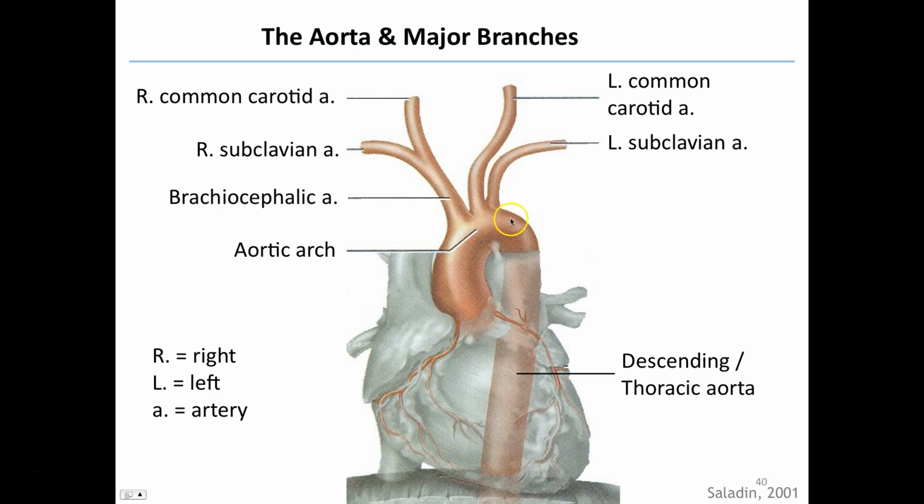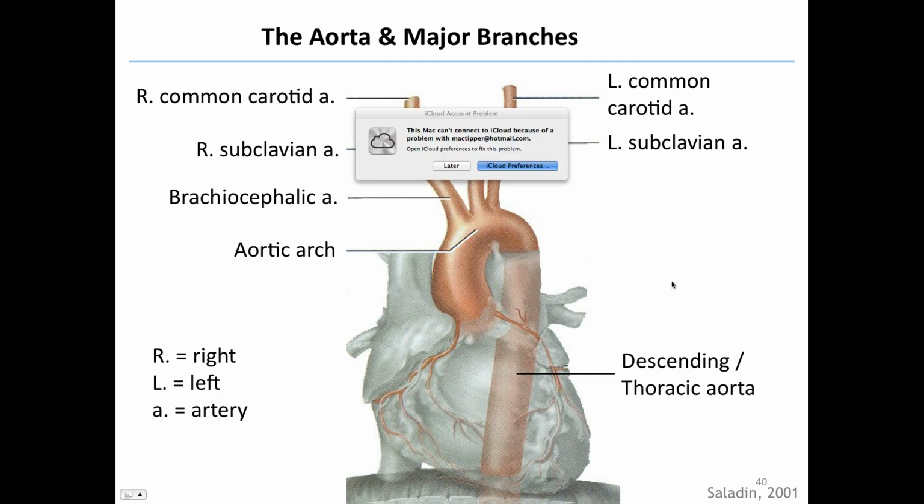You'll notice then that the aorta curves and starts to descend, and we call this the descending aorta, or we can also call that in this region the thoracic aorta, as described here. We use these subdivisions and terminologies for the aorta because the aorta is quite an extensive, long structure.